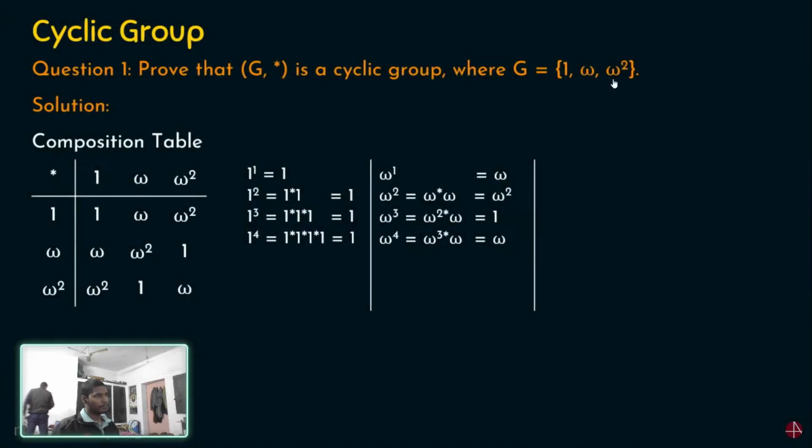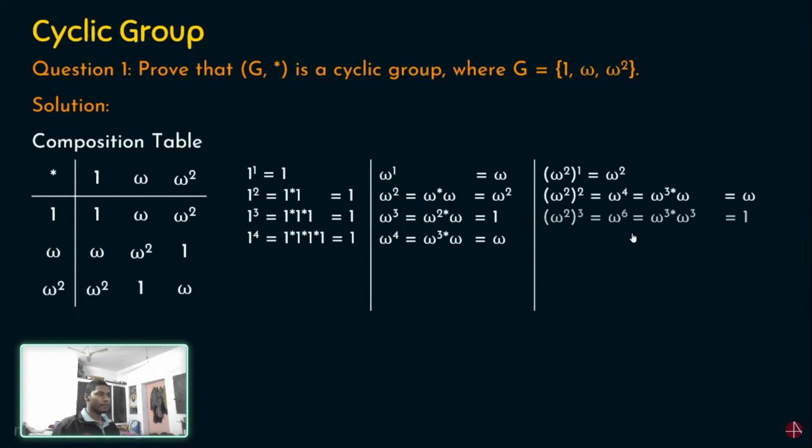Let's deal with the other element as well, which is omega square. So let's try with omega square power 1. Omega square power 1 means it's omega square into 1. So obviously it is omega square. You can refer to this table. Omega square into 1 is omega square only. Then let's try with omega square power 2. Omega square power 2 can be written as omega power 4. This is omega cube into omega, which is obviously omega.